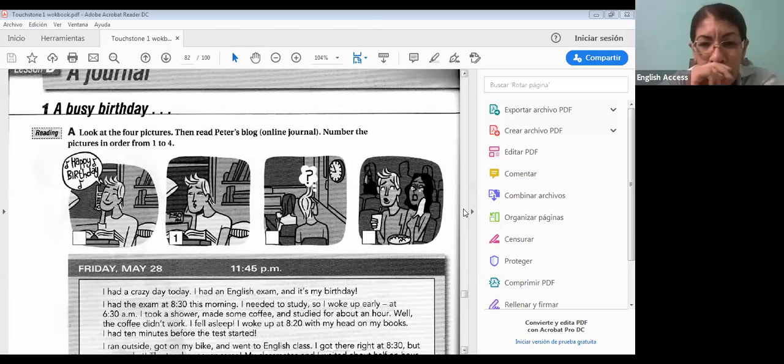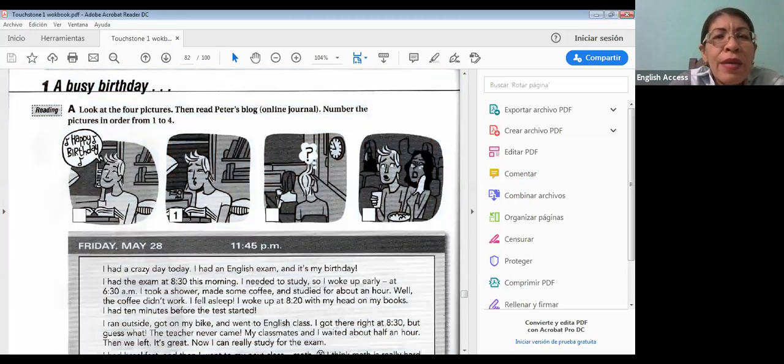Okay, well, let's start checking the homework. It was the lesson D in your workbook. Today we're going to start with unit 11, remember? Well, lesson D, this is a reading. It says a busy birthday. 1A, look at the four pictures, then read Peter's blog, online journal. Number the pictures in order from 1 to 4. Well, you did this activity at home. You were supposed to read this article. So here we have that.